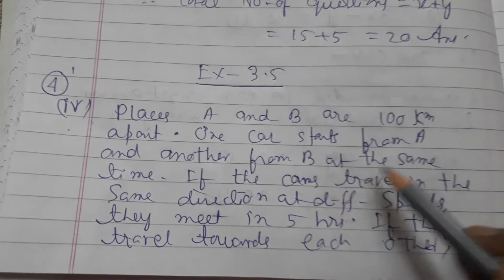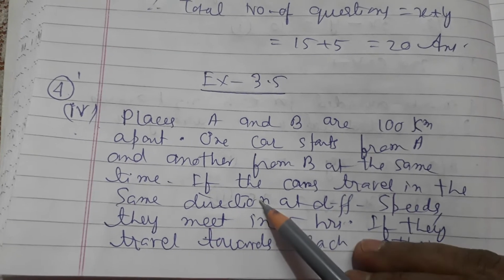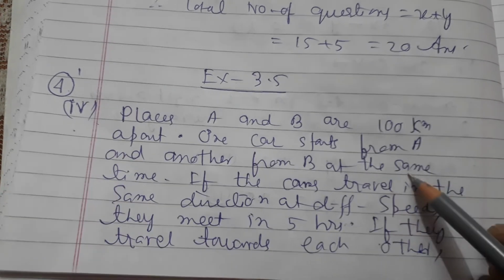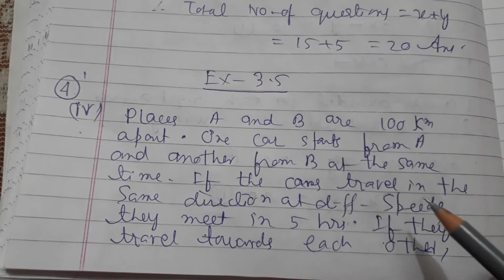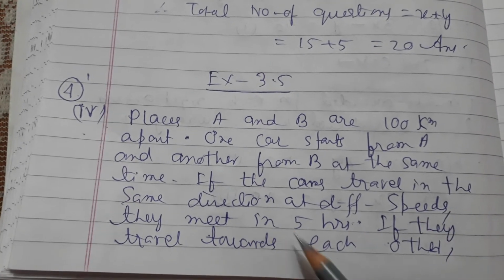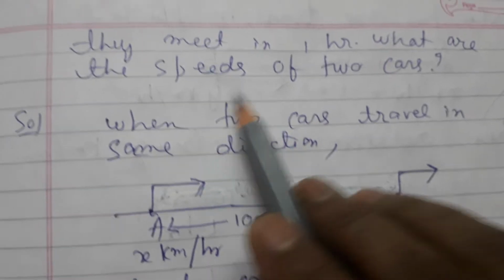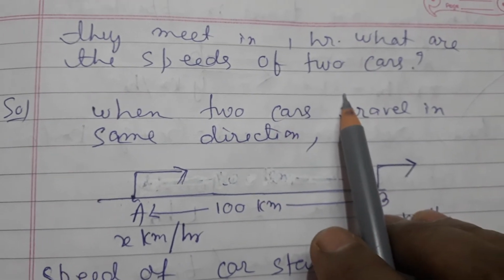If the cars travel in the same direction at different speeds, they meet in 5 hours. And if they travel towards each other, then they meet in 1 hour. So, what are the speeds of the two cars?